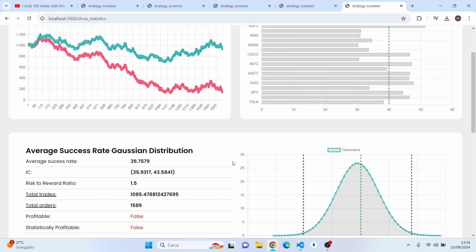But before I end the video, I remind you that this is not financial advice. That must be clear. I'm not a financial advisor, and this strategy may not perform in the future like it did in the past. Trading is very dangerous.